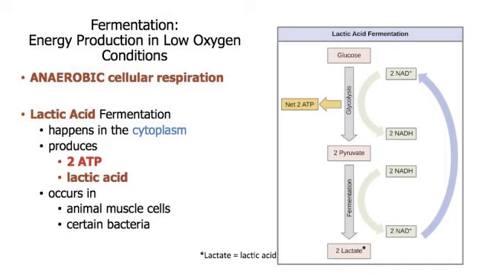Instead, NADH disposes of electrons by adding them to the pyruvic acid produced by glycolysis. This restores NAD+ and keeps glycolysis working. The addition of electrons to pyruvic acid produces a waste product called lactic acid. The lactic acid byproduct is eventually transported to the liver, where liver cells convert it back to pyruvic acid.